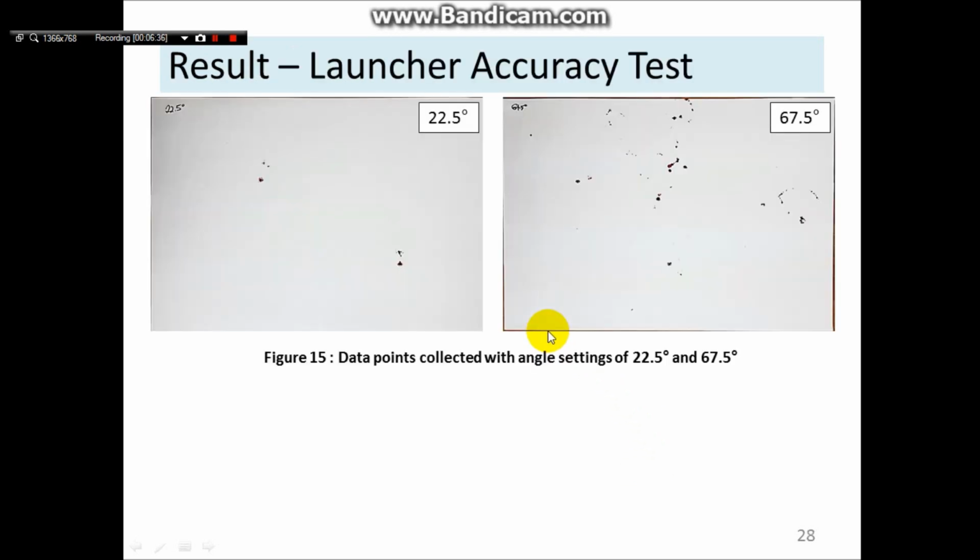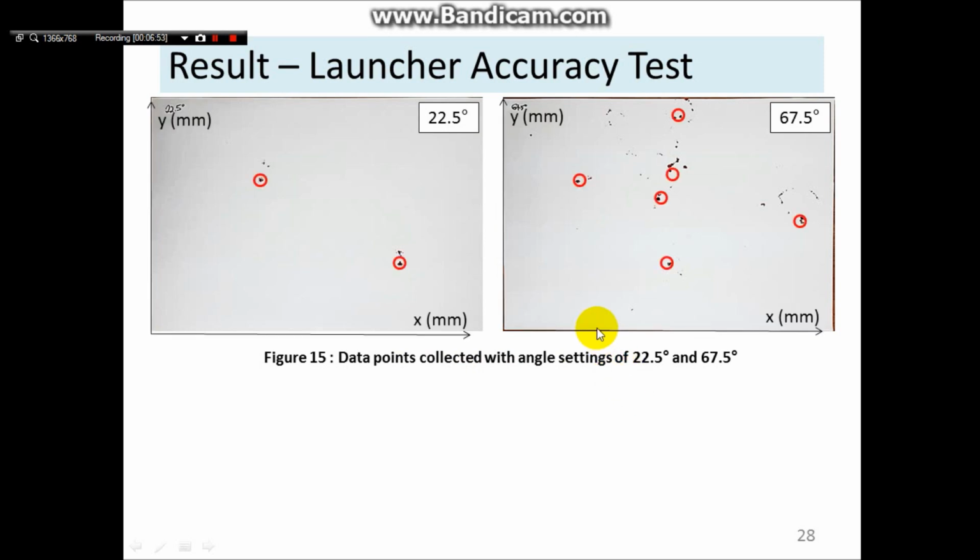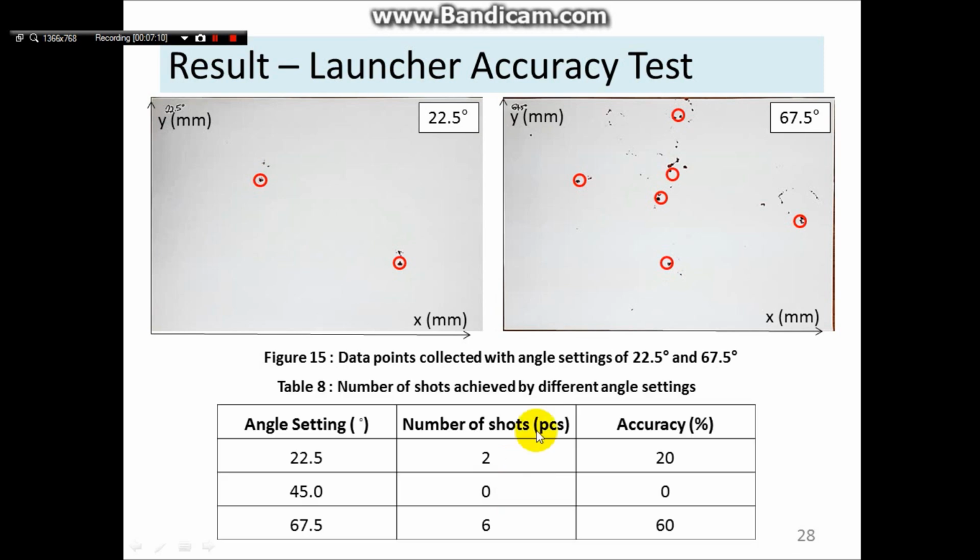So the last one is the experiment of launcher accuracy test. These two figures show the result and the data points collected with the angles of 22.5 degrees and 67.5 degrees. However, for 45 degrees, there is no shuttlecock landing on it. As mentioned before, the shuttlecock is colored by the pen and landed on a piece of paper at a specific area. So the number of shots achieved by different angle settings can be obtained.